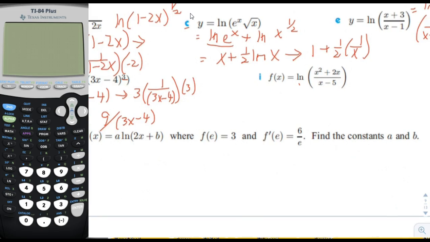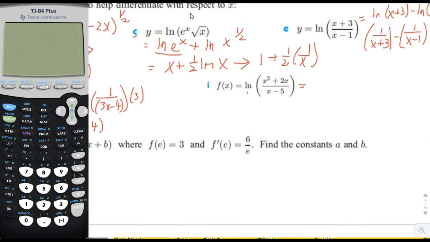F of x equals natural log of this quotient. And remember, when you have a quotient, it's the same thing as natural log of x squared plus 2x minus natural log of x minus 5. Now we're going to take the derivative of each of these. The derivative of natural log x squared plus 2x is 1 over x squared plus 2x. Of course, we need to do the chain rule. We're going to multiply it times 2x plus 2, which is the derivative of the denominator.